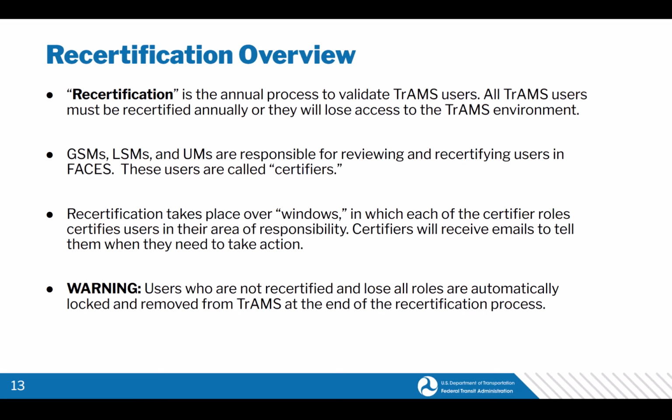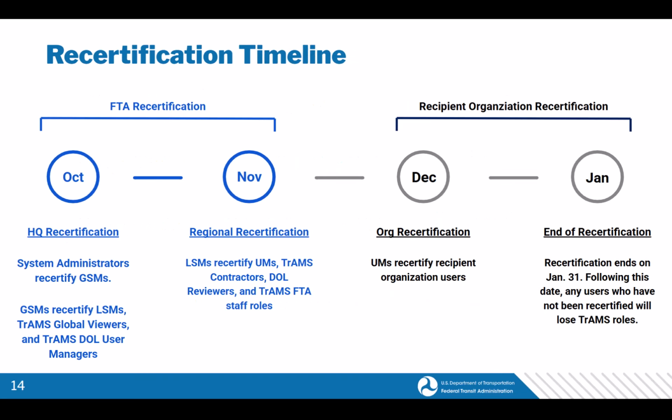Recertification takes place over windows, in which each of the certifier roles certifies users in their area of responsibility. Certifiers will receive emails to tell them when they need to take action. A word of warning: users who are not recertified and lose all roles are automatically locked and removed from TrAMS at the end of the recertification process. Now let's look at the recertification timeline.